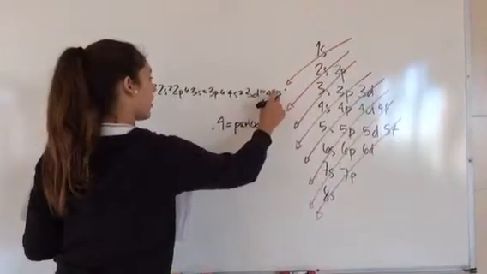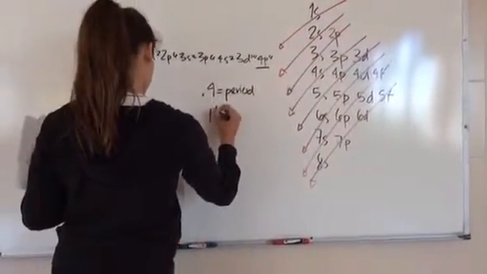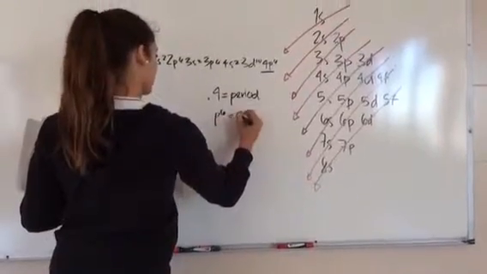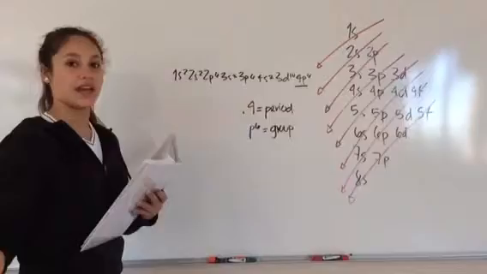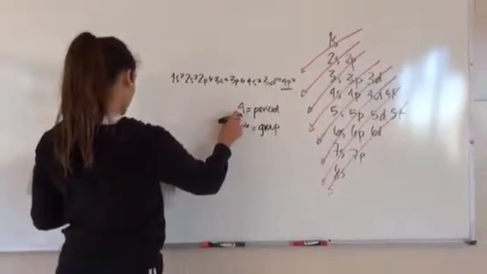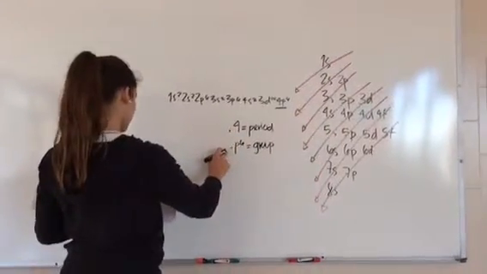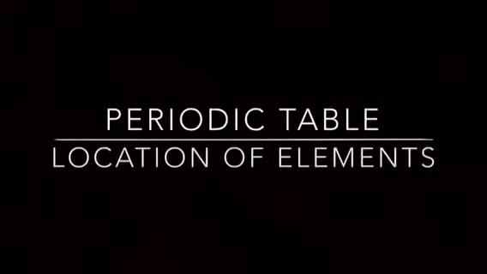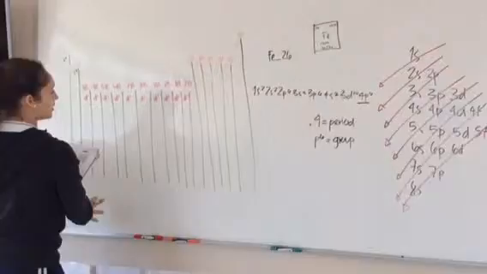And the thing where you end up with a P6, that is the group. And this is where you are locating the elements in the periodic table. So the period is a row, and this is a column, okay? This is the location of elements.